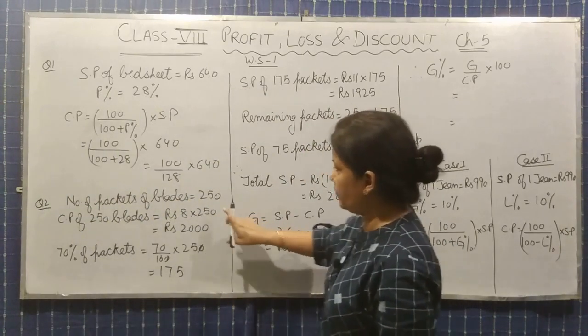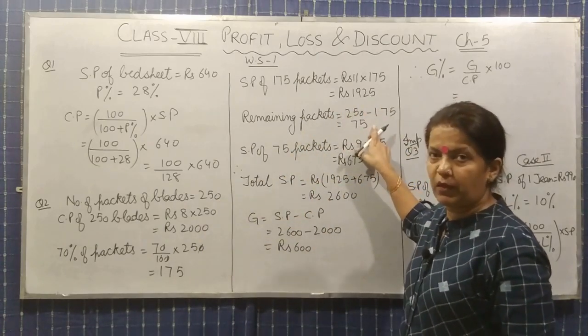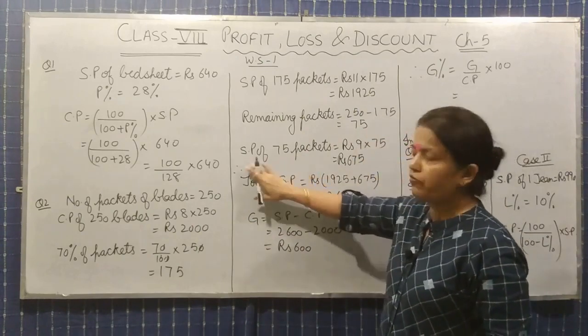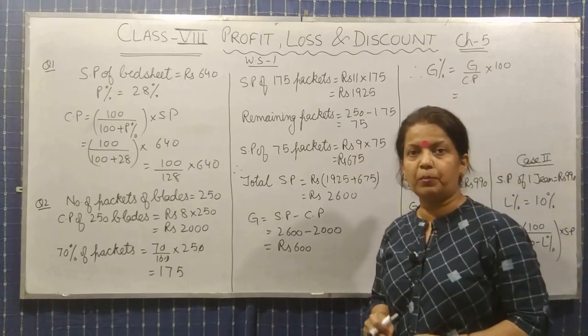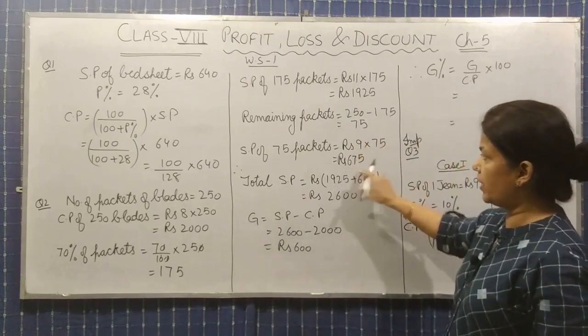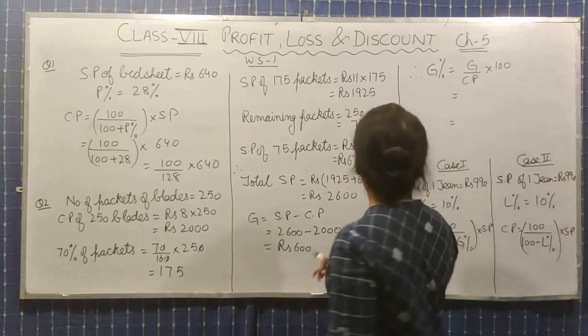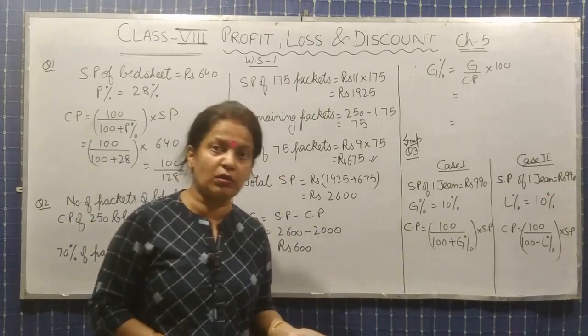कितना होगा? तो हम क्या करेंगे? 250 में से 175 minus कर देंगे. So remaining packets are 75. So selling price of remaining packets is at the rate of rupees 9 per packet. तो आपके पास selling price ये आ गई rupees 675. अब क्वेश्चन में कह रहा है कि you have to find out the gain percent in the whole transaction.